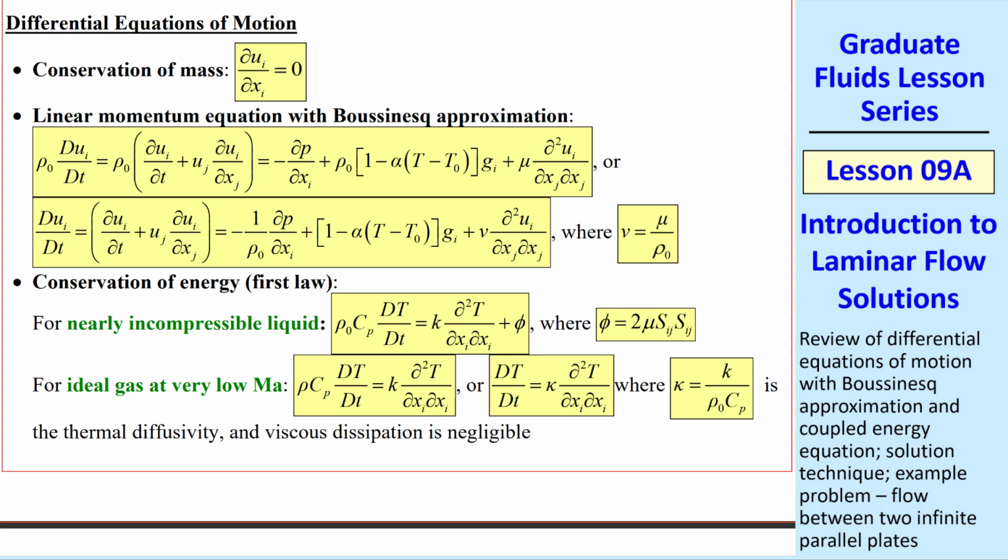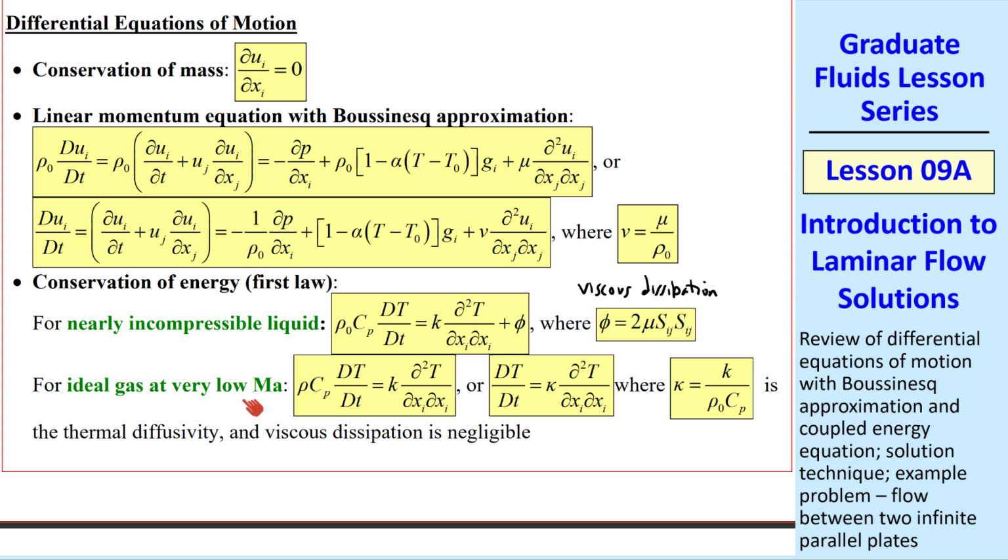Here I summarize the differential equations of motion from previous lessons. In tensor notation, conservation of mass. Linear momentum, here's the Boussinesq approximation term, or we can divide everywhere by rho naught and introduce kinematic viscosity. As you recall, we had several forms of the conservation of energy equation. For a nearly incompressible liquid, we approximate density as constant, but we do include the viscous dissipation term, which, as we'll see, alters the temperature profile.